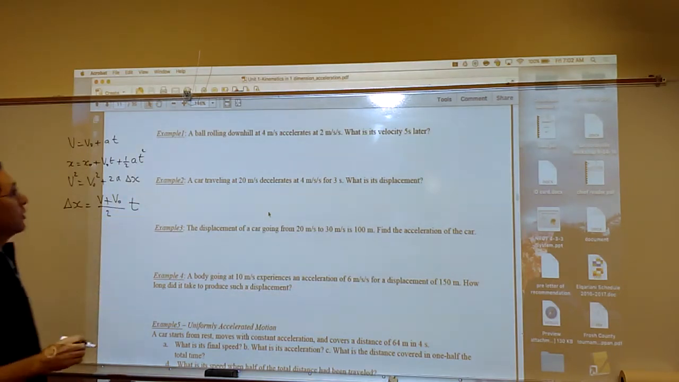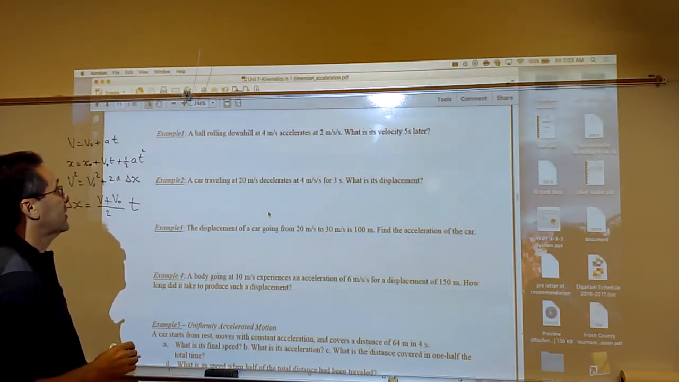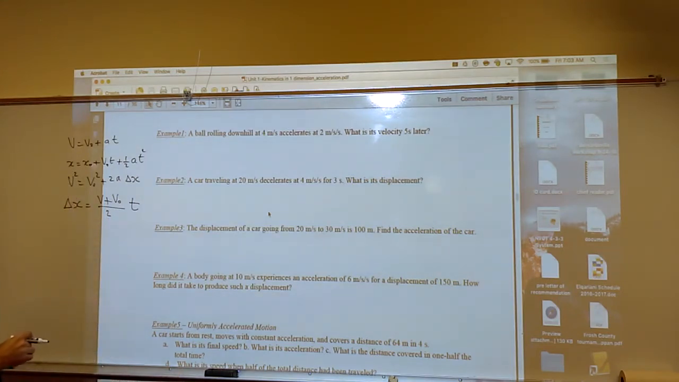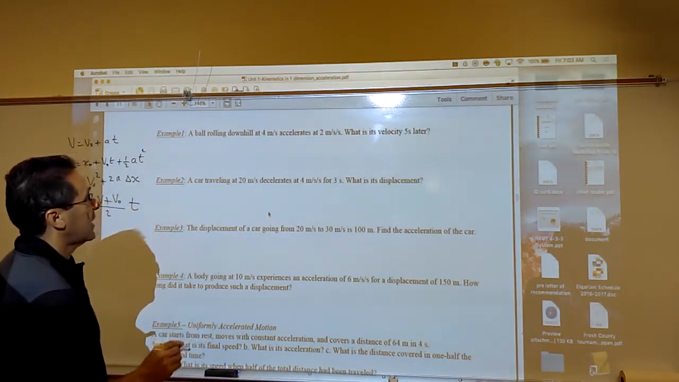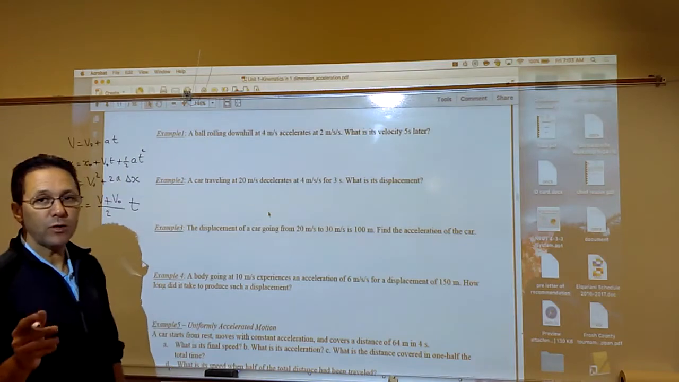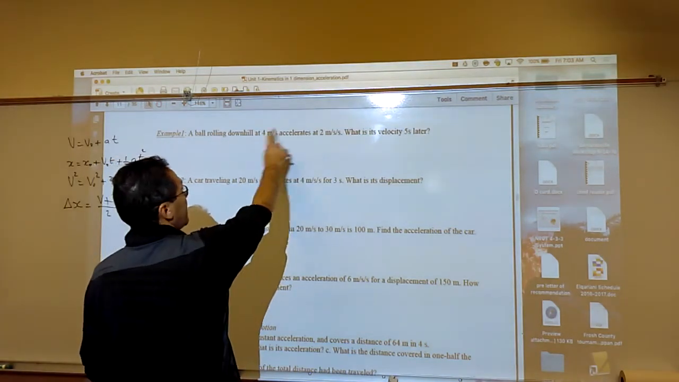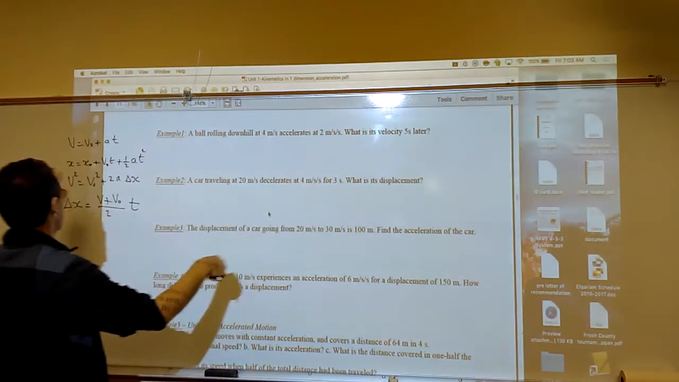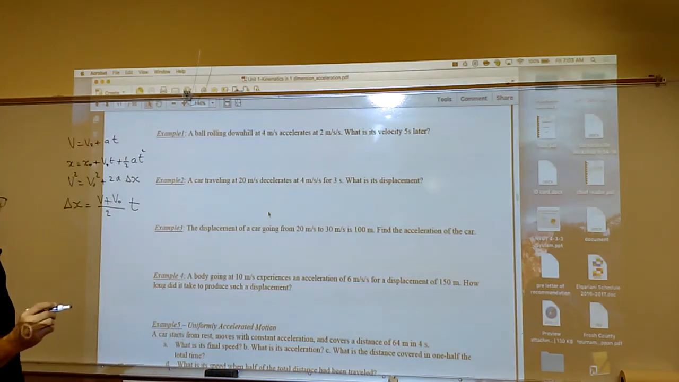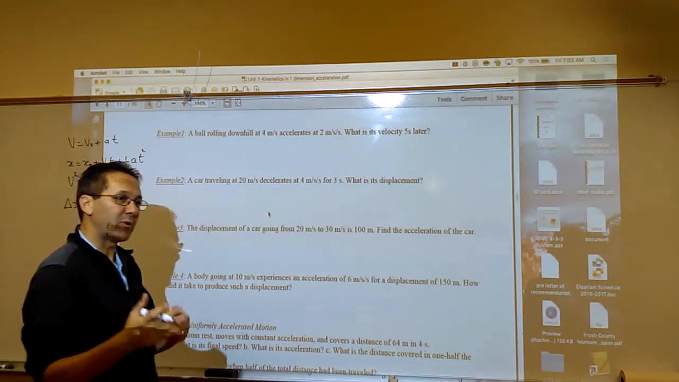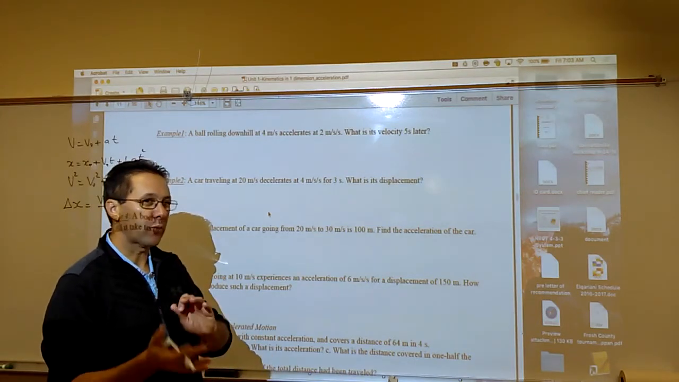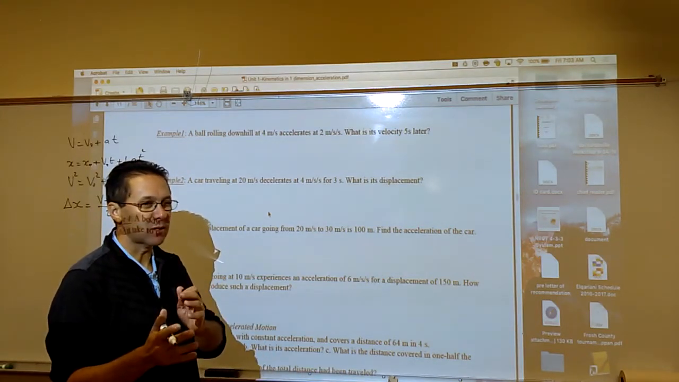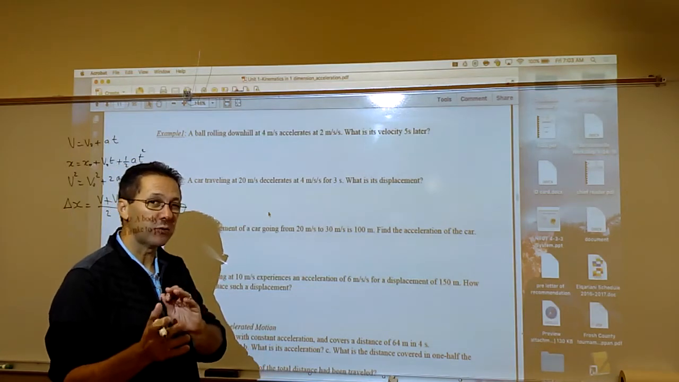Okay, so a ball rolling down a hill at 4 meters per second accelerates at 2 meters per second squared. So we're going to choose downhill as positive. Just keep it simple. Okay, what's the velocity 5 seconds later? So the way you solve these problems, you see what's given, and based on that, you decide which equation to use. You might come across problems where you might have to use 2 equations, but that's pretty rare. You can probably just get away with doing 1 equation.